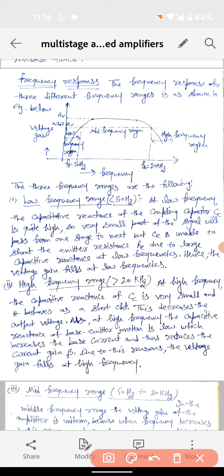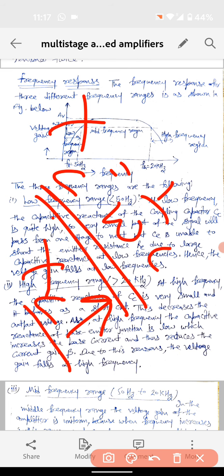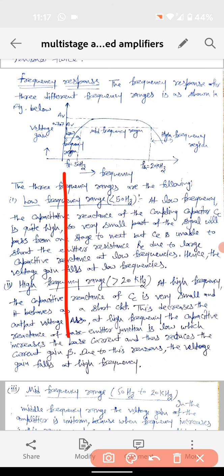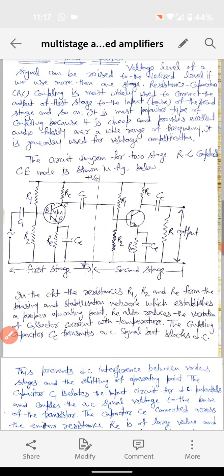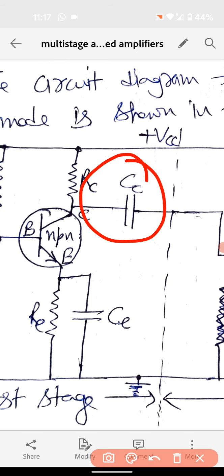The very small part of the signal will pass from one stage to the next stage, because the reactance is so high, and CE is unable to shunt the emitter resistance. Also, one more thing regarding that CE: here again it is 1 by omega c, so again the XC will be large. XC will be large for both these things, and this CE will be large for the lower frequency.